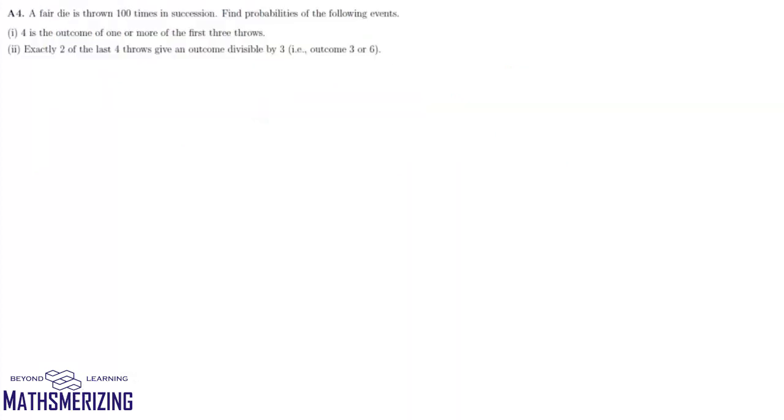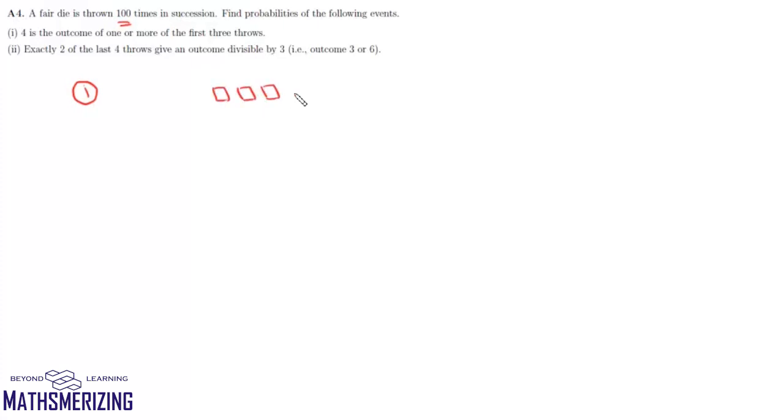Now the fourth question is, a fair die is thrown 100 times in succession. Find the probability of the following events. And the first one is 4 is the outcome of one or more of the first 3 throws. Now we are talking about just the first 3 throws.